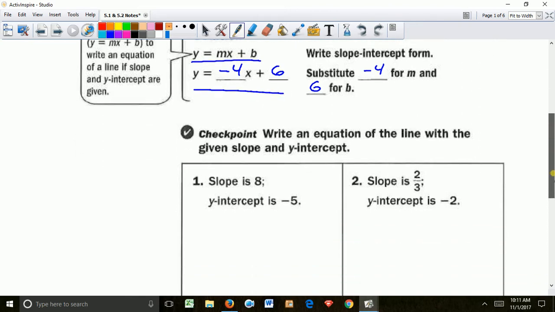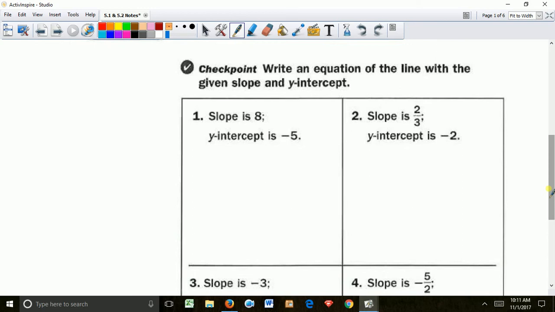So looking at the checkpoints, they want you to write an equation of the line with a given slope and y-intercept. So the slope is 8, which is m. The y-intercept is your b term, which is -5. Again, rewriting in slope-intercept form, you get y is equal to mx plus b. So putting this into slope-intercept form, you get y is equal to 8x plus -5.